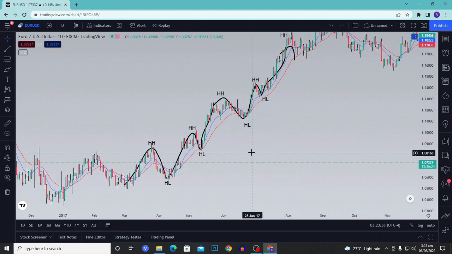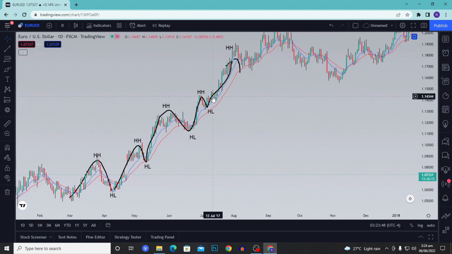As you can see, we determined that this is an uptrend based on the market structure, because price is forming higher highs and higher lows, so it's an uptrend. It's as simple as that.